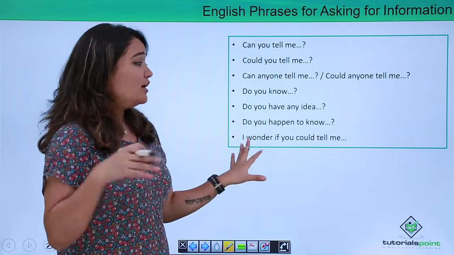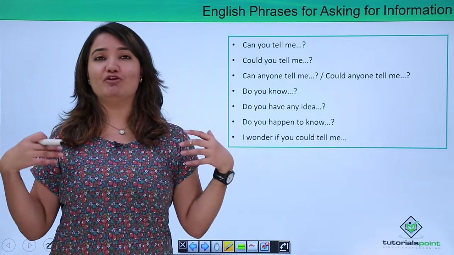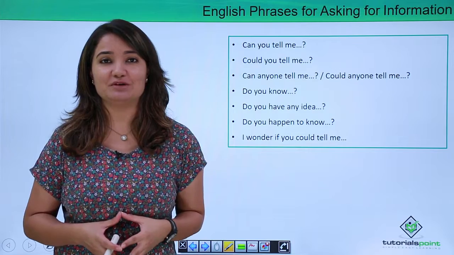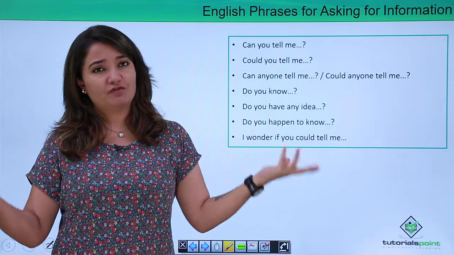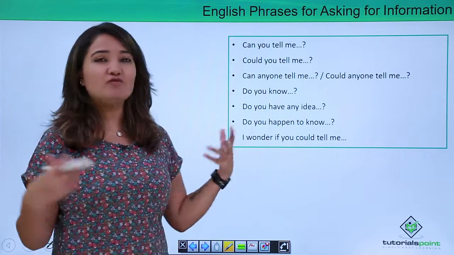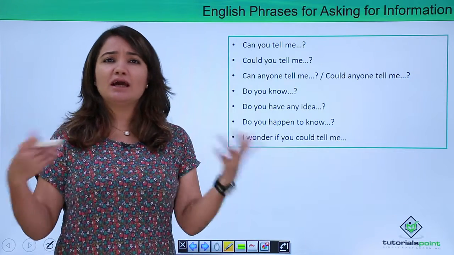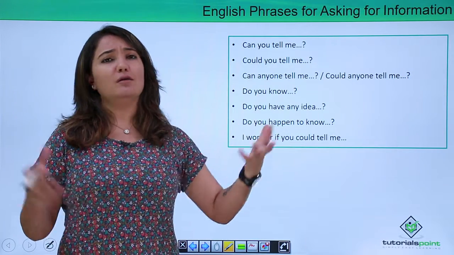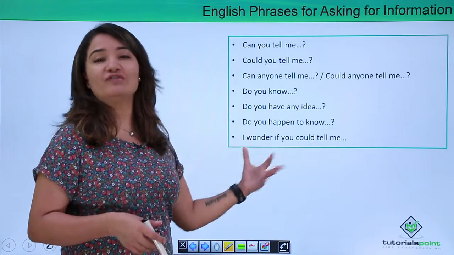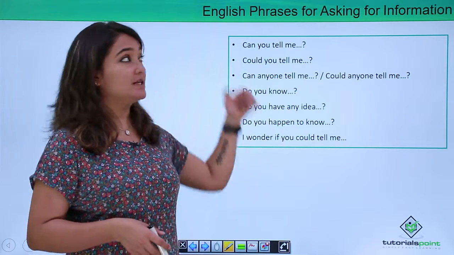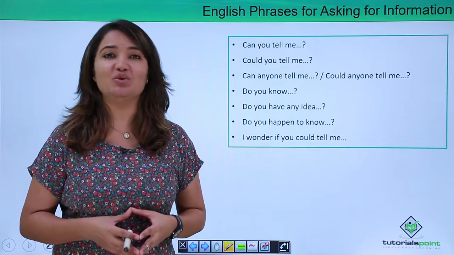Okay, I wonder if you could tell me. So here you are interacting with a person with whom you share a very open, informal and friendly relationship. So I wonder if you could tell me when this project is going to take off. Again, less formal, but it's not that you cannot use it in a formal situation; it's more friendly and a less formal way of asking. So now you have this entire list. It is just up to you to choose which way you want to ask.